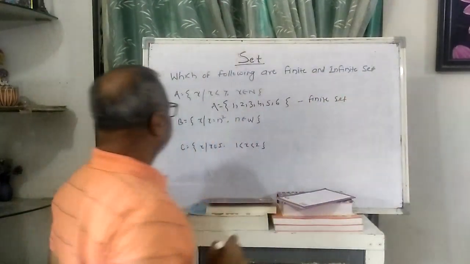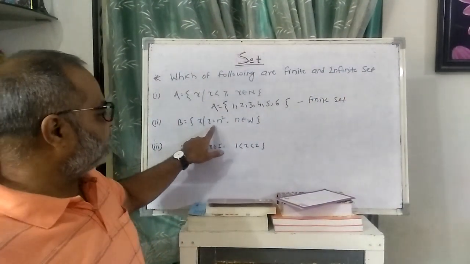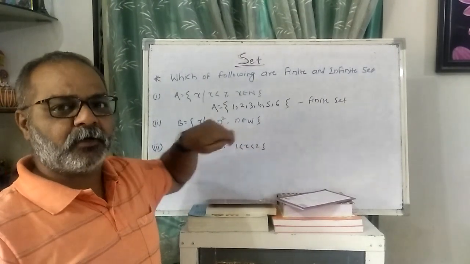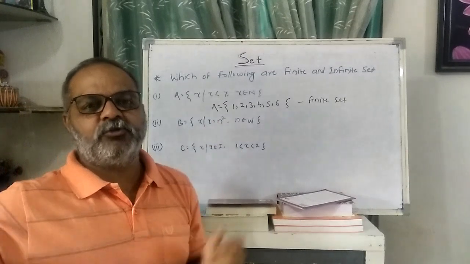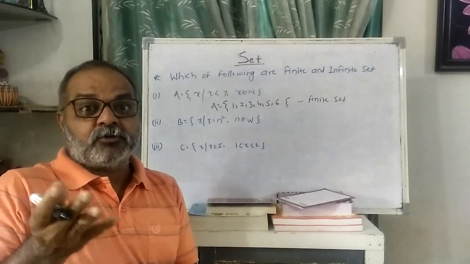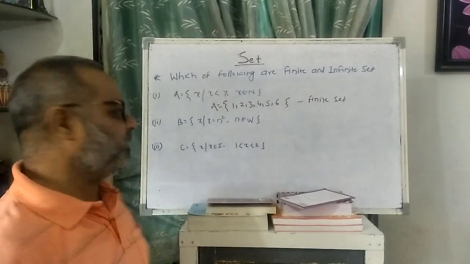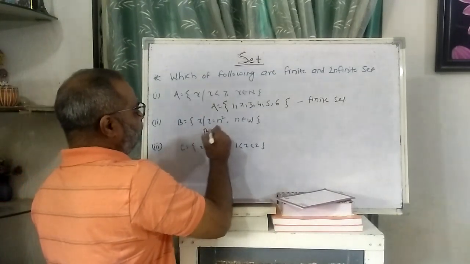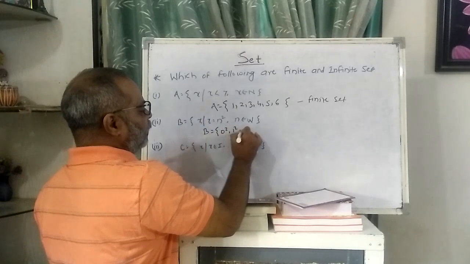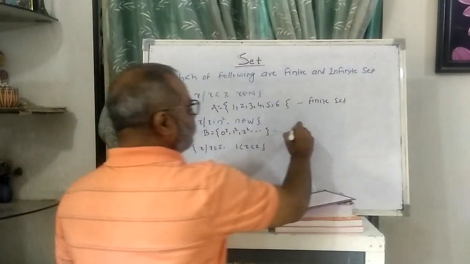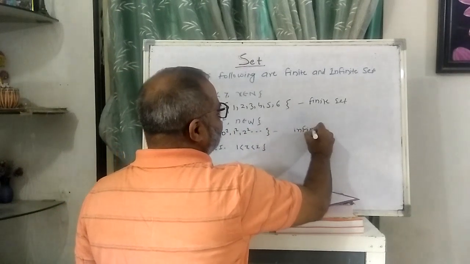Okay. Now B: x such that x is n square and n belongs to W. So what is W? W is the whole numbers. The elements are 0, 1, 2, 3, 4 and so on. So their squares mean 0 square, 1 square, 2 square, 3 square, 4 square and so on. That is infinite. So B contains 0 square, 1 square, 2 square and so on. So infinite elements are present, so that set is an infinite set.